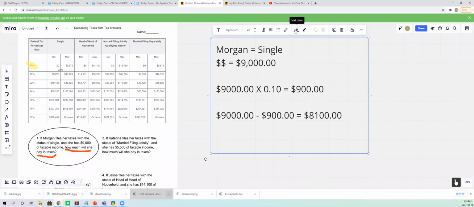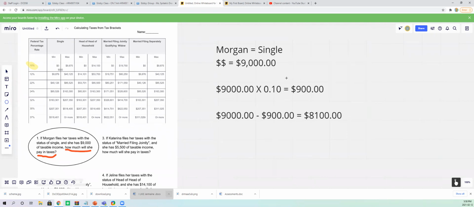Okay. So if you did the math of $9,000 times 0.10, which is 10% as a decimal, we come up with the answer of $900. Okay. So the amount of tax Morgan has to pay is $900. That is the answer to number one, $900. So if you put down 10%, it isn't what it is asking you. $900 is what they are looking for in this question, okay?